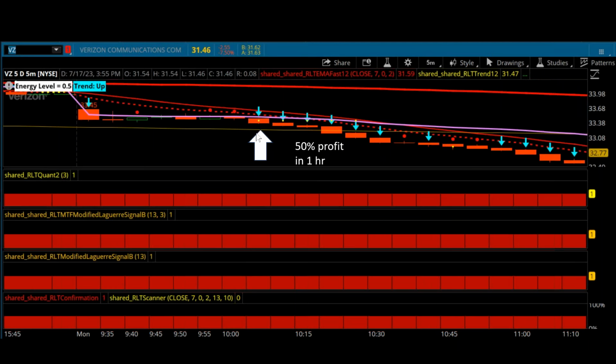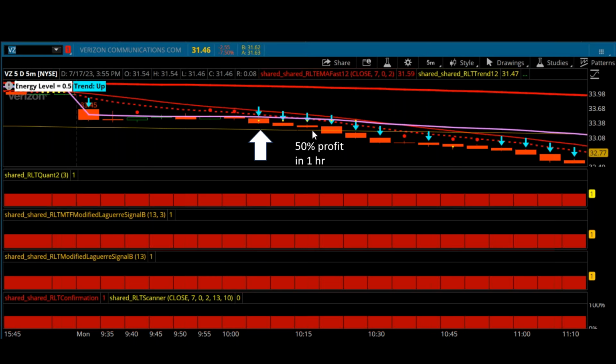Verizon, this was a 50% profit in 1 hour. And Verizon is this interesting stock because its options are usually pretty cheap. We actually bought in the money next week's options for 45 cents on Verizon. And we took it right here as it broke down below the VWAP at a pop out of the box. Obviously, the institutions are selling it pretty heavily.